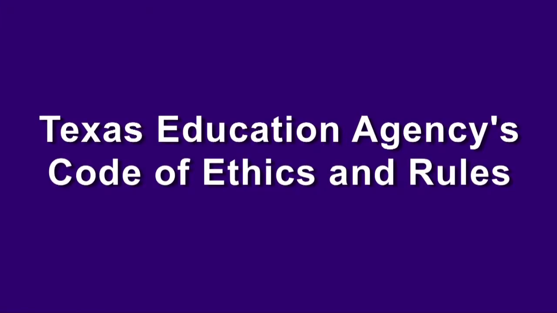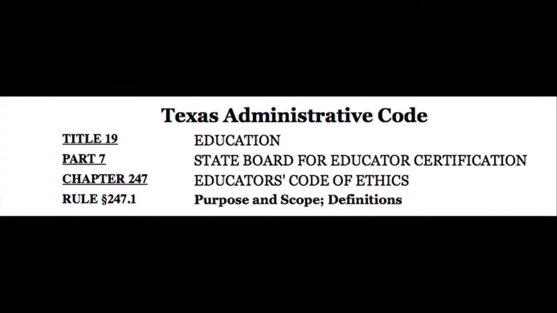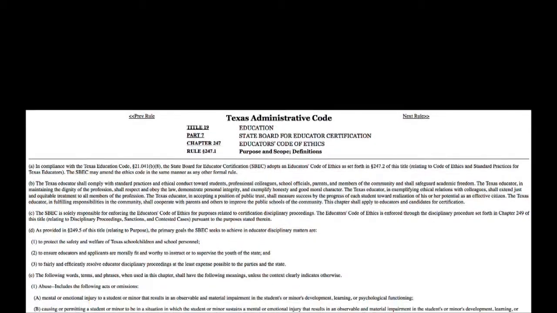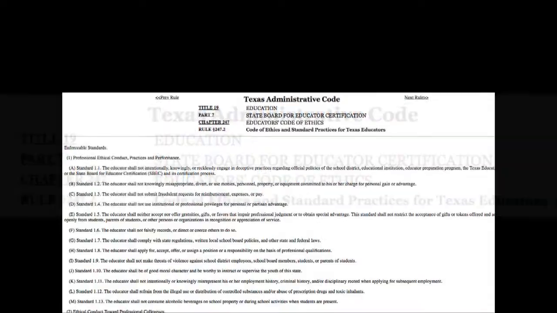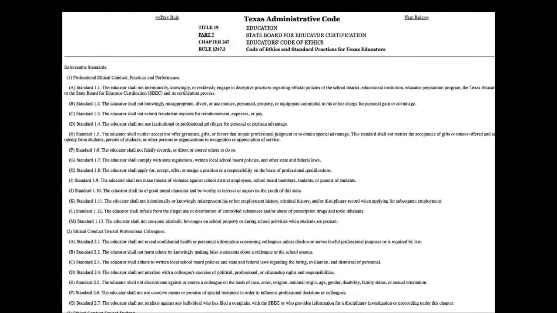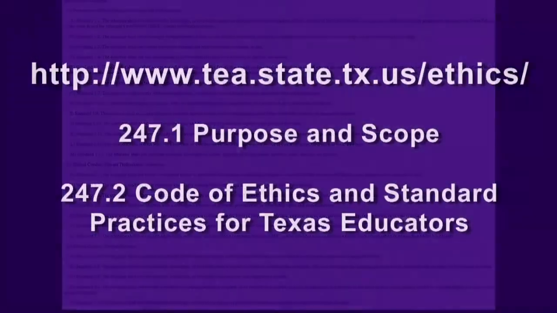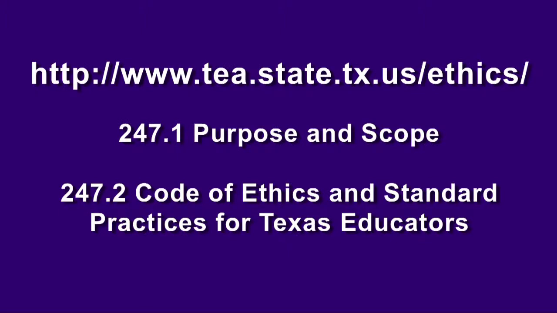The Texas Education Agency's Code of Ethics and Rules. All teacher candidates have studied and are responsible for knowing the Texas Administrative Code, which defines the Educator's Code of Ethics. All candidates are responsible for knowing the 2 parts of the code, Purpose and Scope, 247.1, and Code of Ethics and Standard Practices for Texas Educators, 247.2. To find additional information on these codes, you may go to the website listed on your screen.